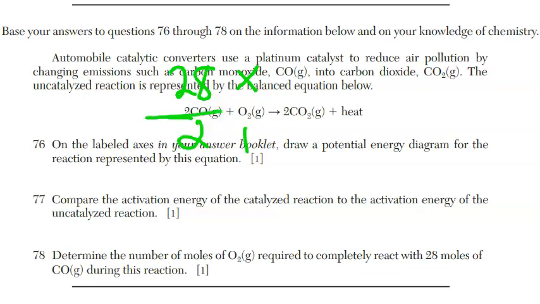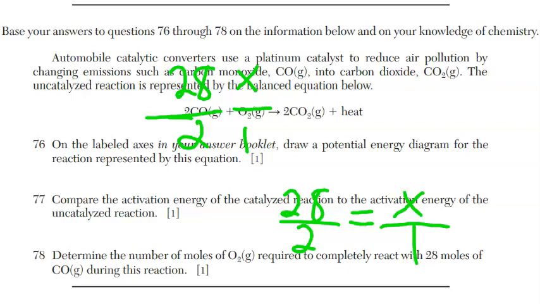And now when I draw my lines, I have my proportion or my setup. See, it's a 2-to-1 ratio. So I have 28 over 2 is equal to X over 1. Now I can cross multiply and divide, or I know X over 1 is just X. 28 divided by 2 is 14. So it is 14 moles of O2.